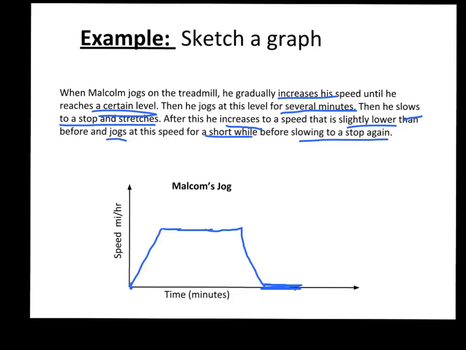After this, he increases to a speed that is slightly lower than before. So we're going to increase again, but we're not going to be quite as tall, if you will, on our speed because we have to be slower. He jogs for a short time now at that speed, so not quite as long there either, and then slowing to a stop. Okay, so making sure we get to 0. So something along those lines is what that graph would look like.